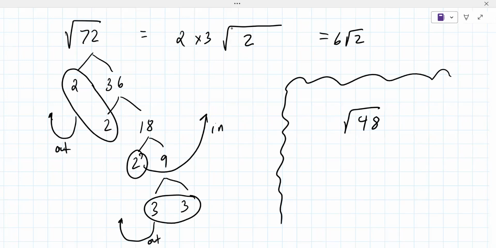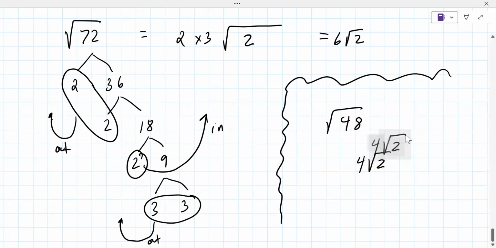Is it 4 square root 2? So I'll now give you how I know that this is not right. The way to check these, and this won't help you do them, but it's how you check: I'm going to square the 4.